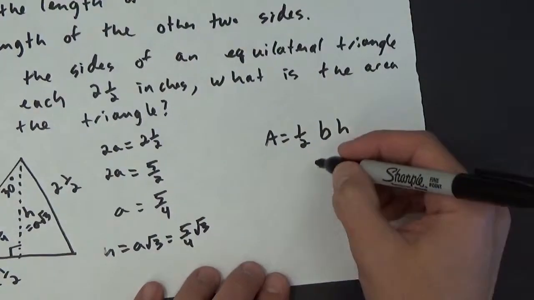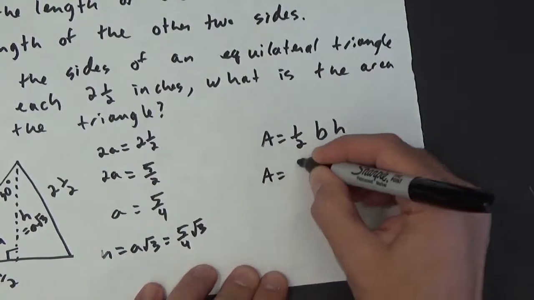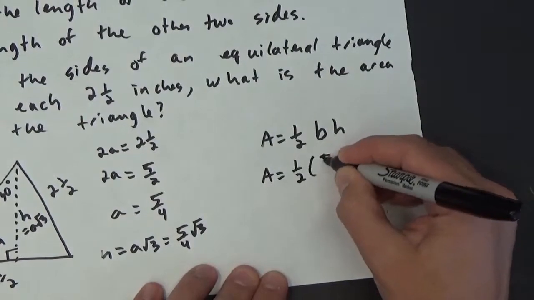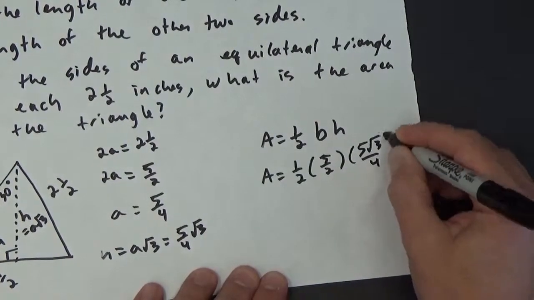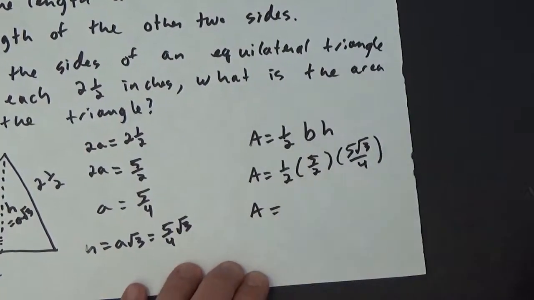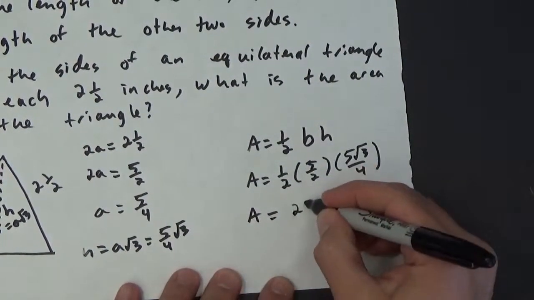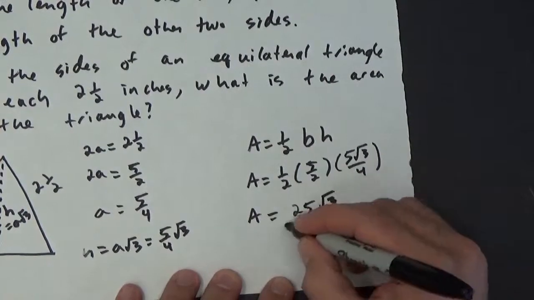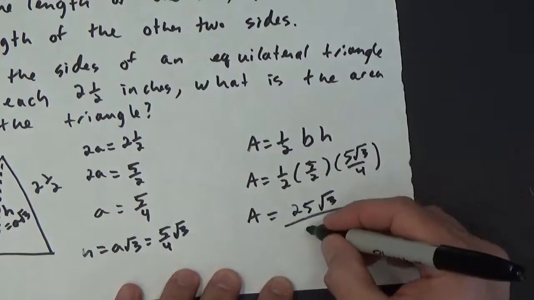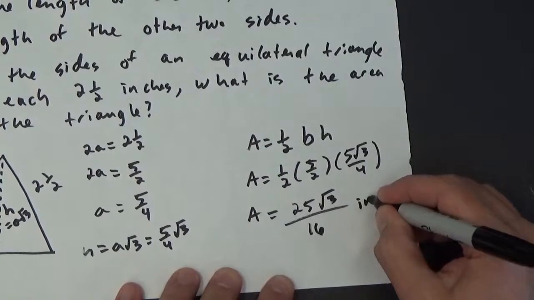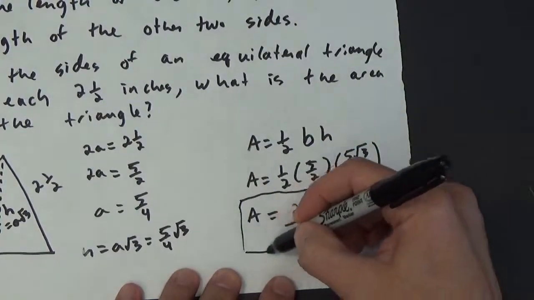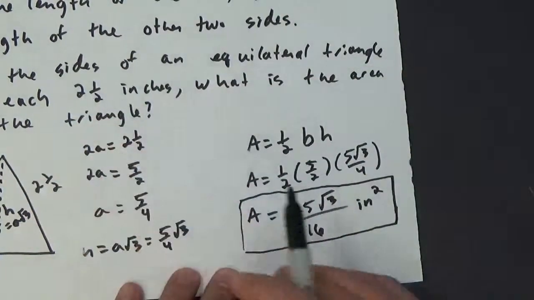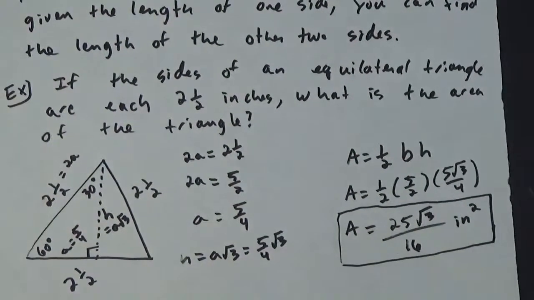Alright, so now we have the ability to find our area. It is 1/2, the base is 5/2, the height is 5 square root of 3 over 4. And so what do we end up with here? 5 times 5 is 25 times the square root of 3 over 16 inches squared. And there is the area of that triangle. Good.